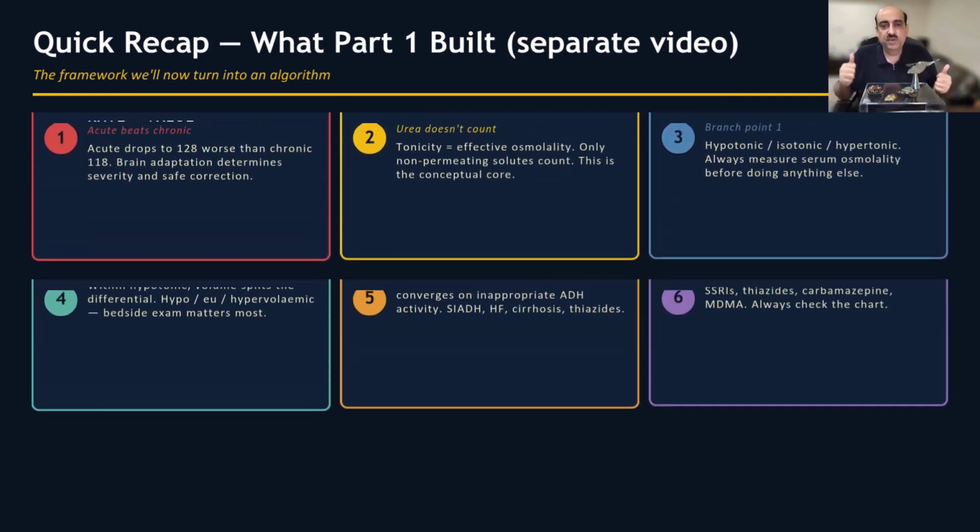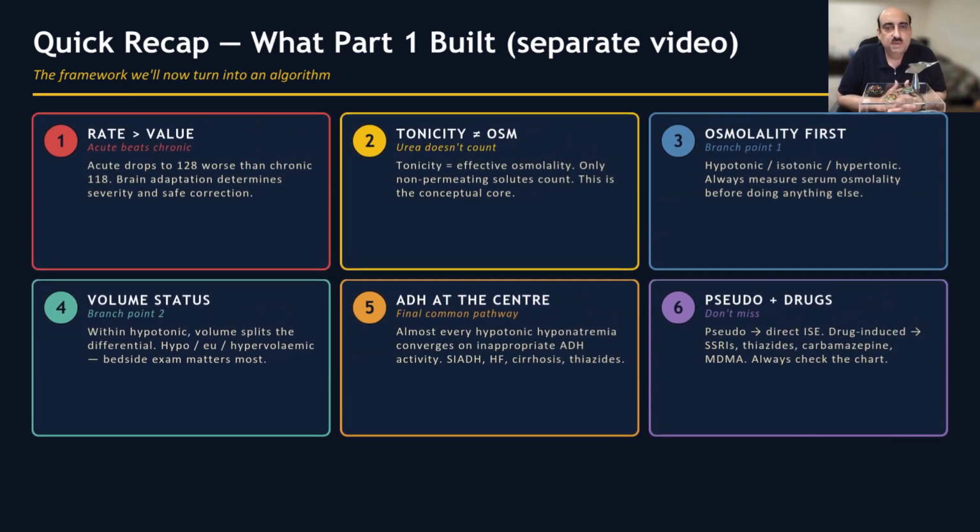First of all, the rate of hyponatremia matters more than the absolute value. So an acute drop to 128 is more dangerous than a patient with a chronic level of 118. We've already covered this, so again, this is crucial. Number 2, tonicity and osmolality are not the same thing. Urea raises osmolality without raising tonicity, and that distinction drives every diagnostic decision. So please remember that.